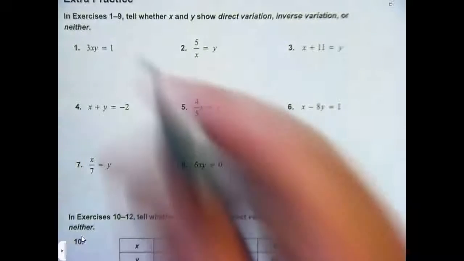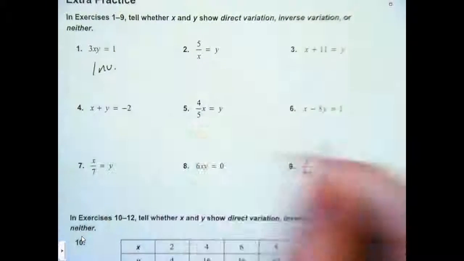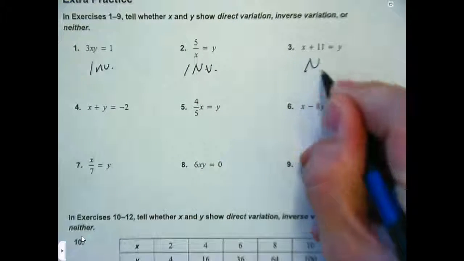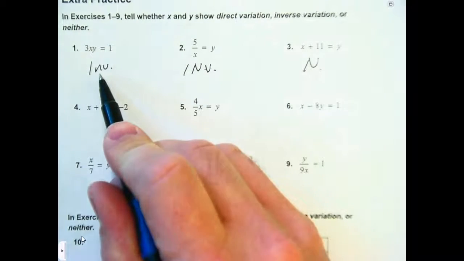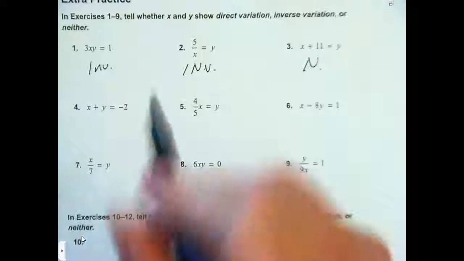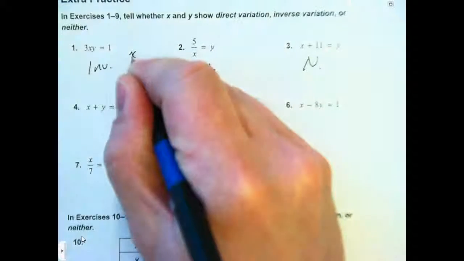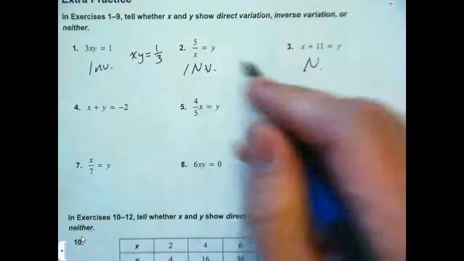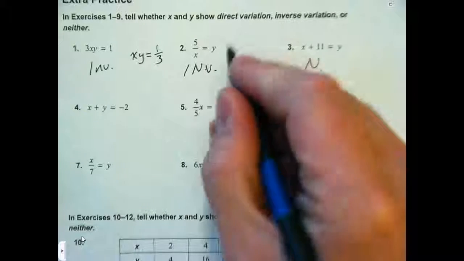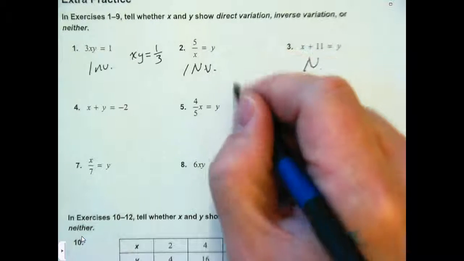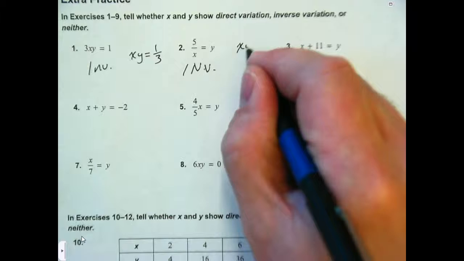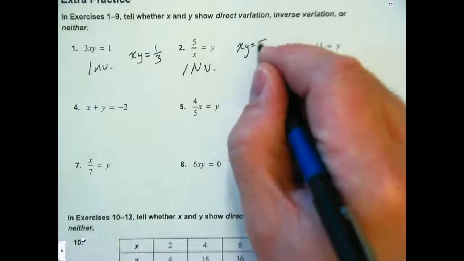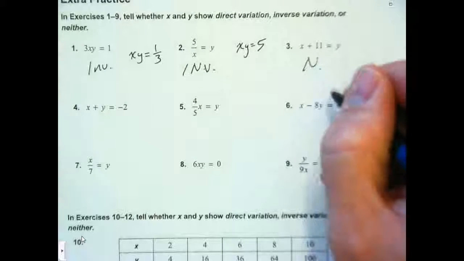Inverse, yes. Number 2, inverse. Number 3, neither. Okay, how come this one's inverse? Equals 1/3, right? That would be y. How come this one's inverse? Because you have to get the x and y on one side, and if you did that, you have to multiply x onto both sides, and then do y times x equals 5. Very good.